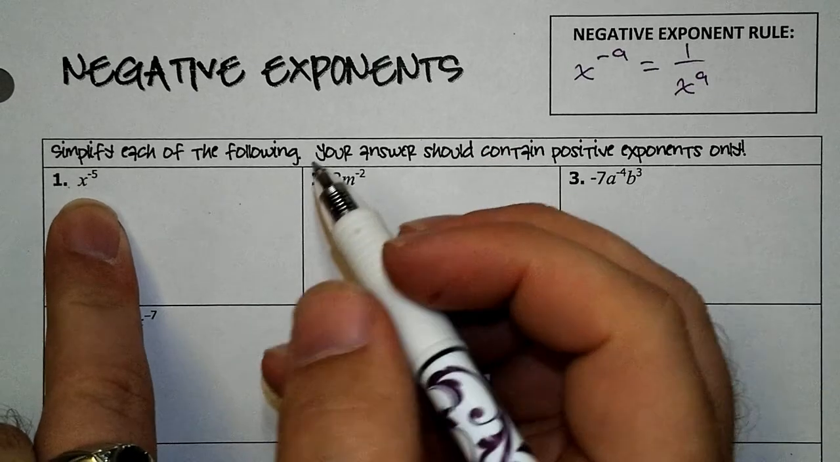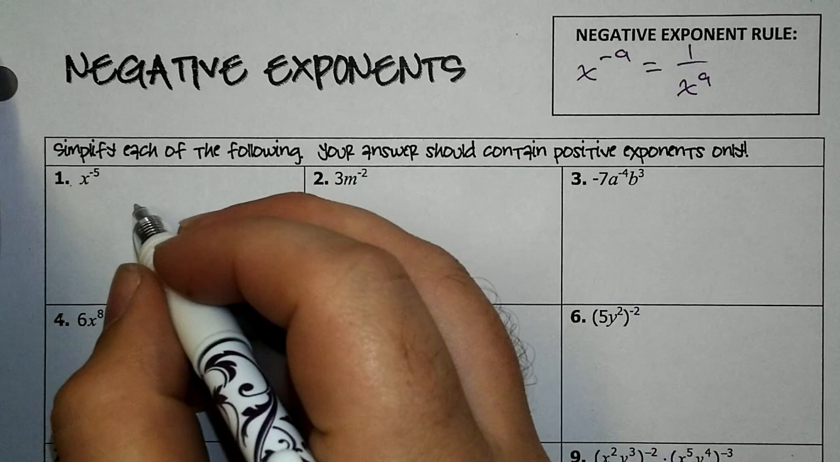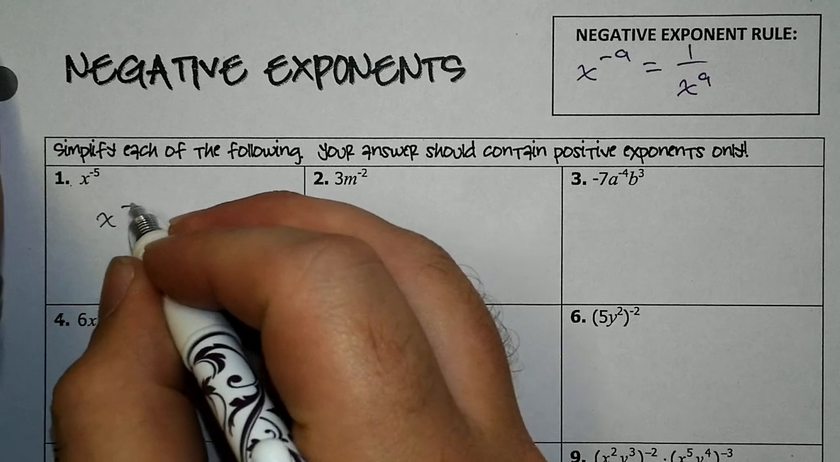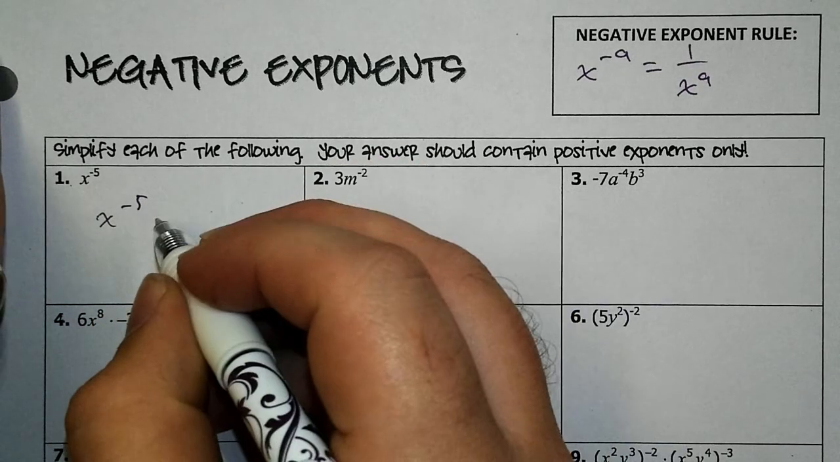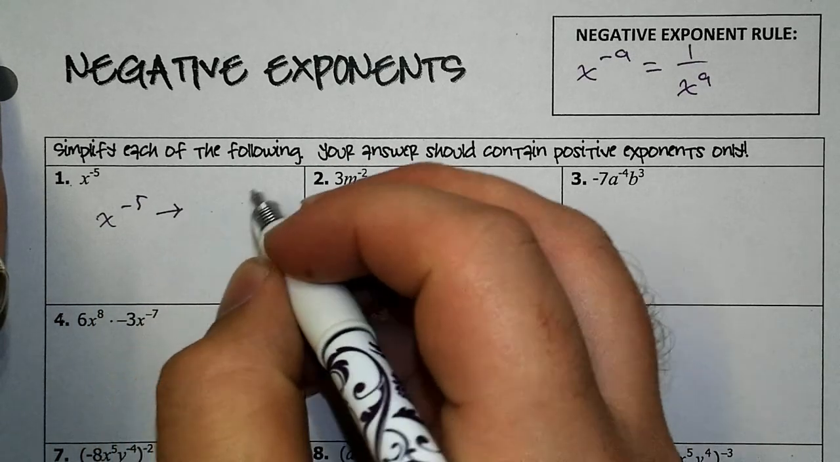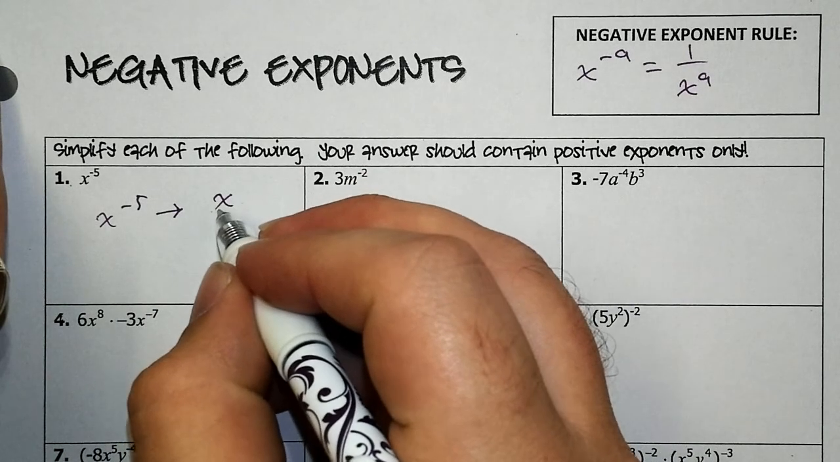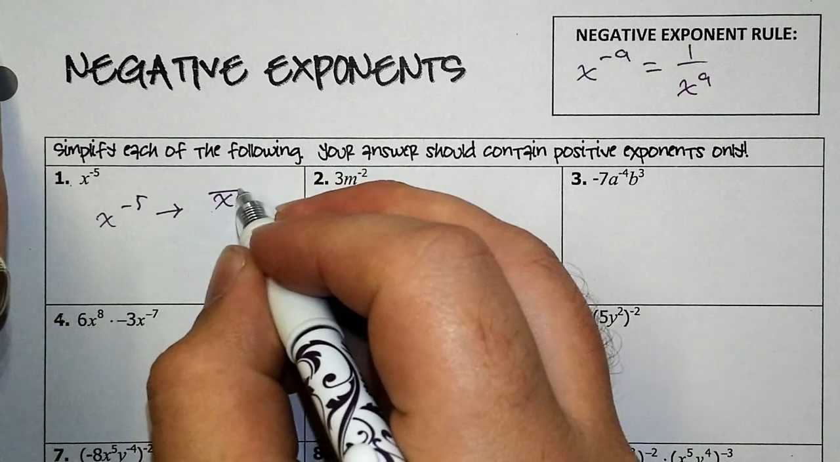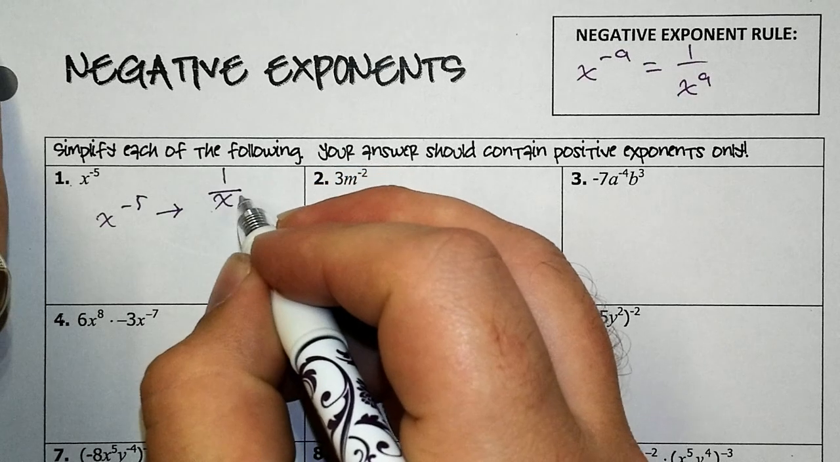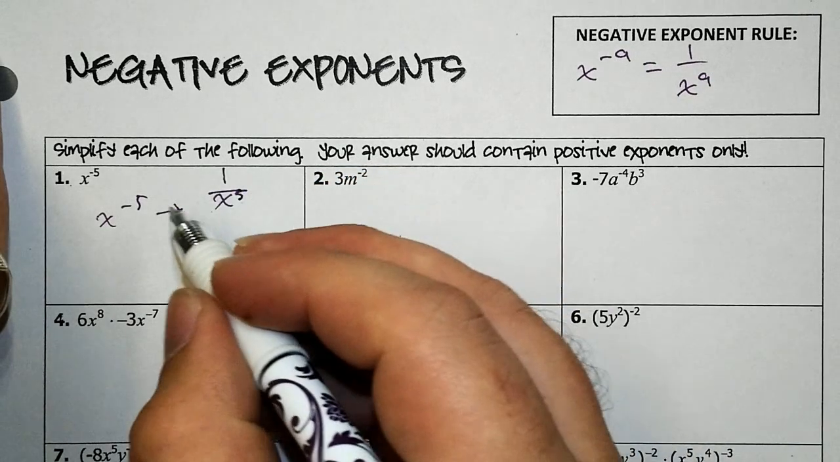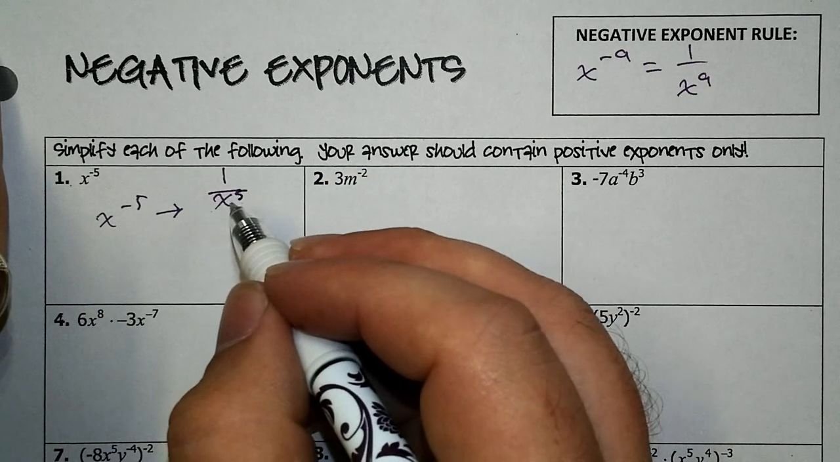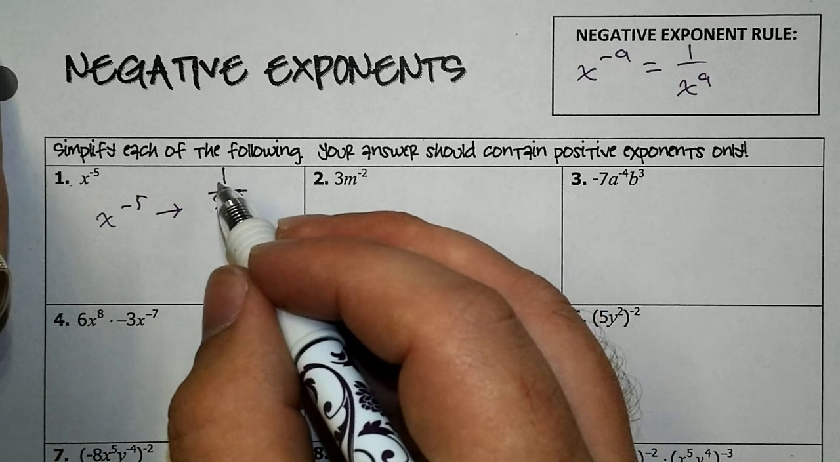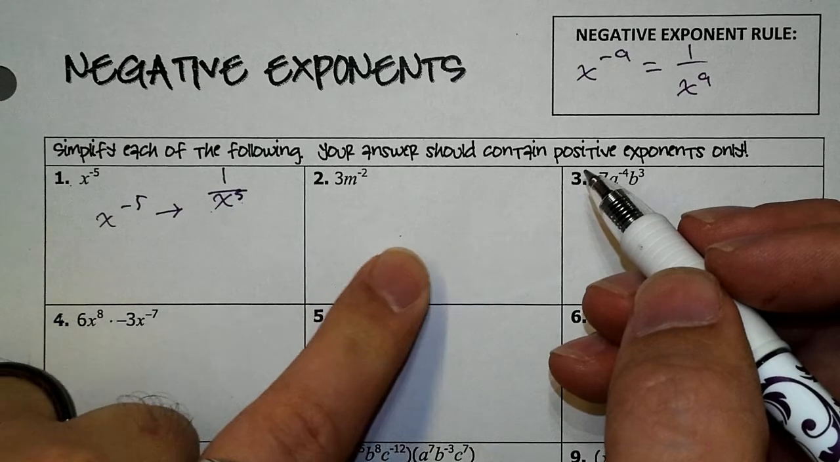So, for example, this first one, x to the negative 5, we have a negative exponent, so let's flip it to the other side of the fraction. It would become 1 over x to the 5th. So you flip it to the bottom to get rid of the sign, the number stays the same, and anything on the top of the fraction would stay the same.